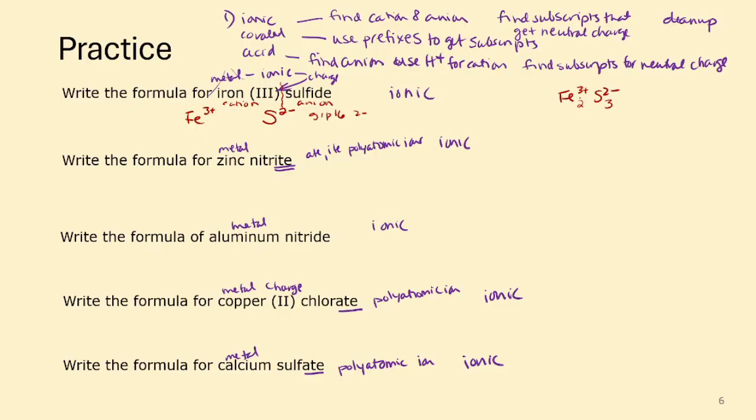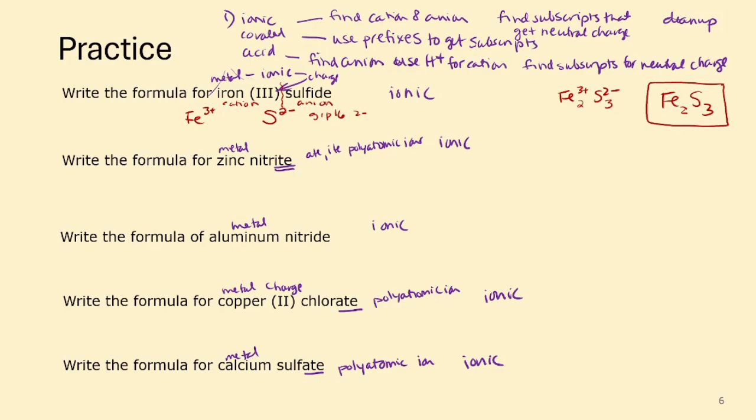One's going to be positive, one's going to be negative. They're going to cancel each other out. So this would be my formula. However, I need to clean it up. No ion charges and no subscripts of 1 and no parentheses if the subscript outside the parentheses is 1. So in this case, this becomes Fe, I'm just going to remove my ion charges, Fe2S3.